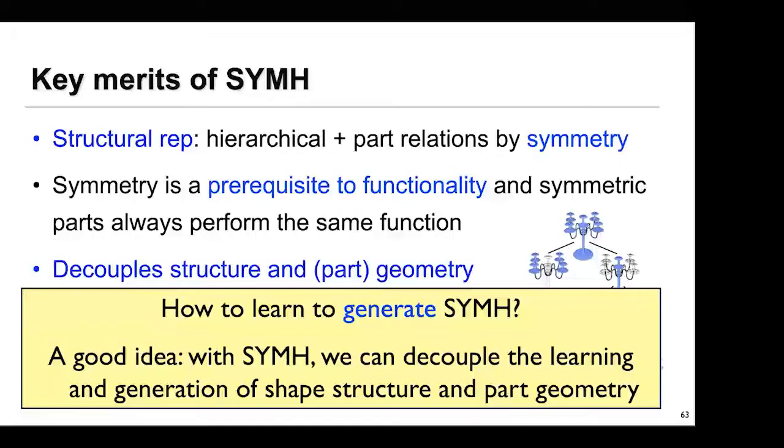So wouldn't it be nice if we're able to have a neural network that is able to learn to generate symmetric hierarchies? And it's a good idea because with this generative model, you can decouple the generation of structure and generation of part geometry, which would actually lead to advantages in the final outcome.